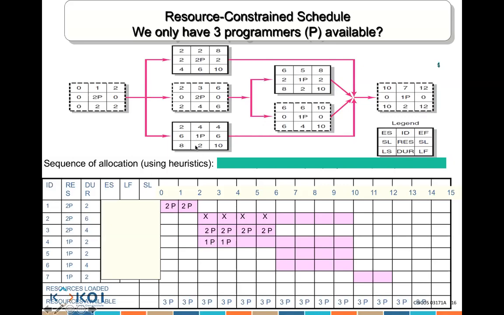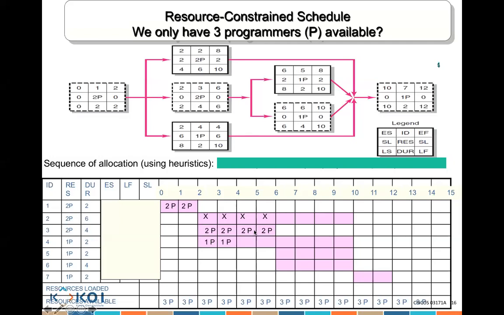It has 2 days. Now notice that activity 2 cannot be done between day 2 and day 6. Can anybody tell me why? Because the question says that there are only 3 programmers available. Well, how many people do we have available? 3 people. I already used 2 people here and 1 person here.